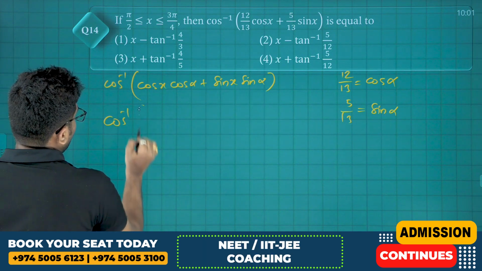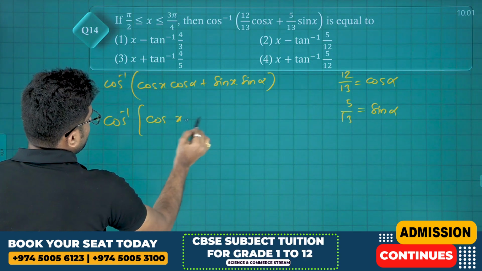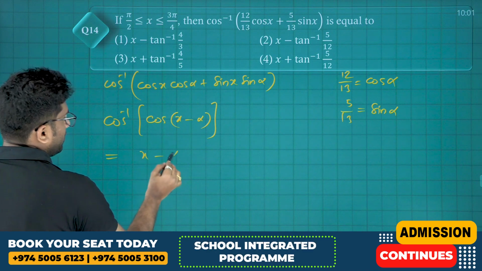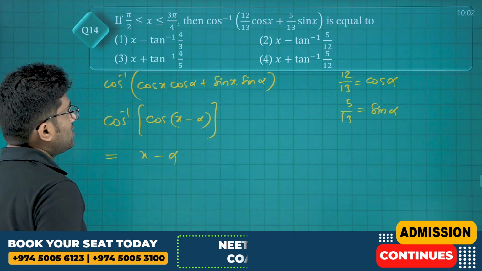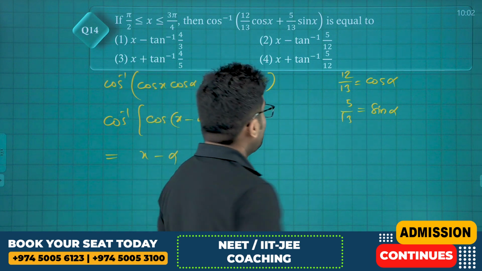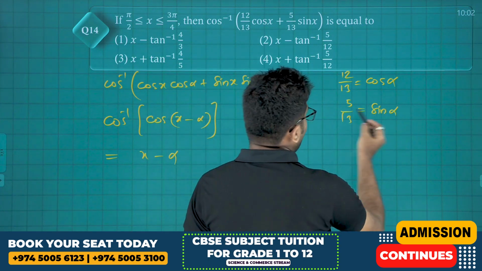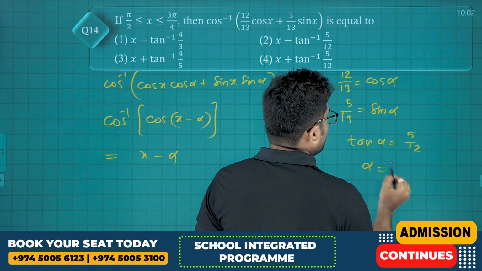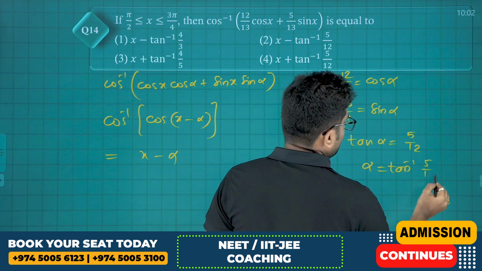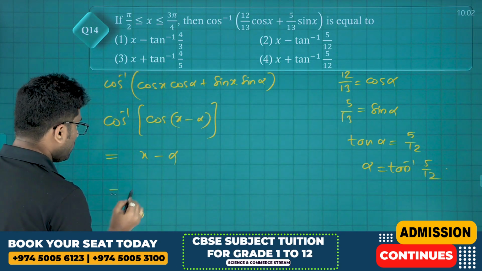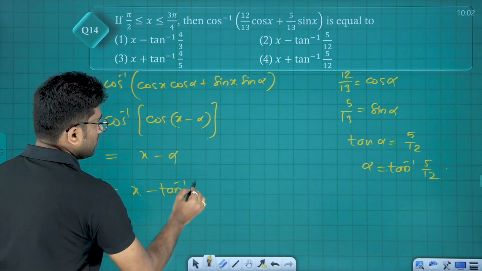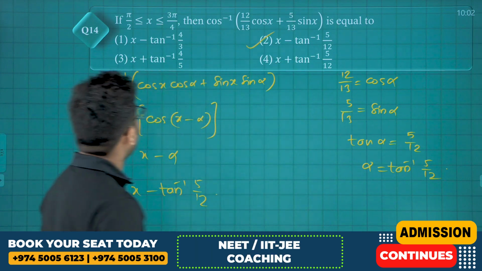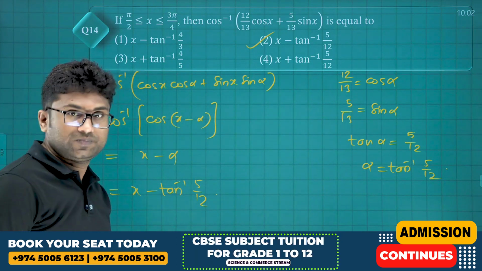So cos inverse of cos A cos B plus sin A sin B is cos of x minus alpha. Cos inverse of cos x minus alpha is x minus alpha. Okay, now alpha, what is alpha? They are asking in terms of tan, boss. Tan means if sin alpha is 5 by 13, tan alpha will be 5 by 12. Alpha is equal to tan inverse of 5 by 12. So simple question, x minus tan inverse of 5 by 12, which is option 2.